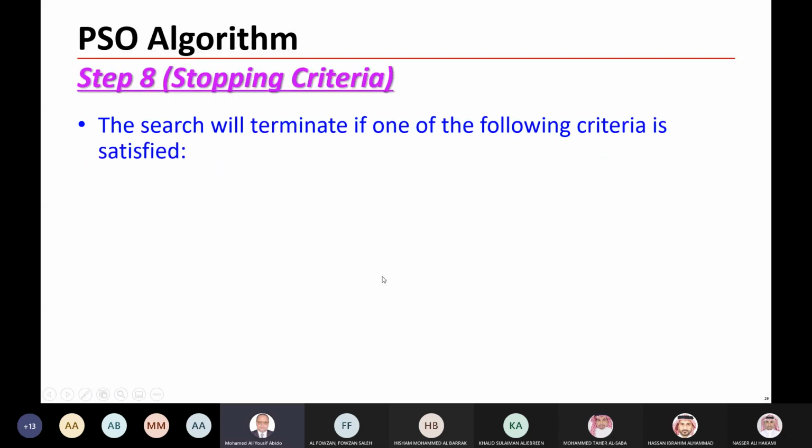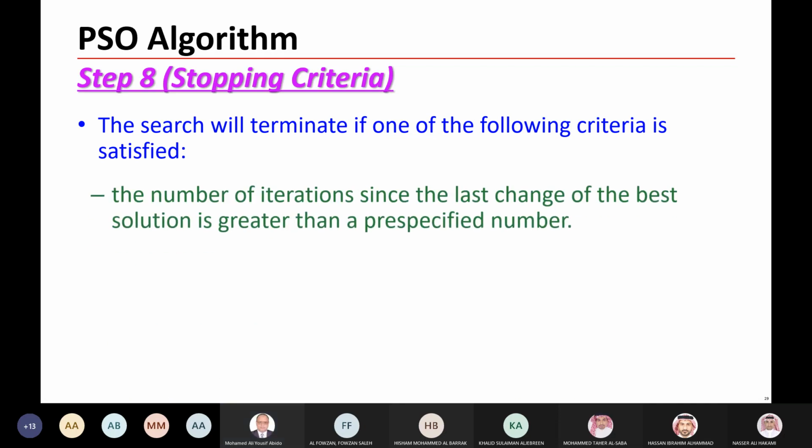The stopping criteria is similar to what we had earlier: the number of iterations since the last change of the global best solution is greater than a specified number. And then you can come here and ask, is J minimum lower than J double star stored, corresponding to the best solution? Is the calculated J minimum lower?